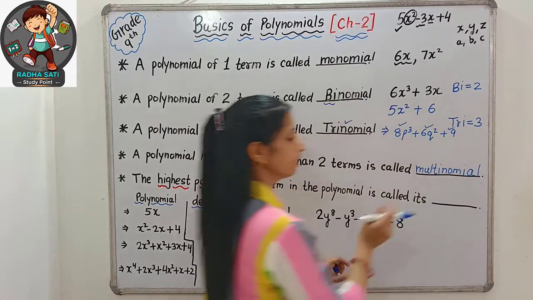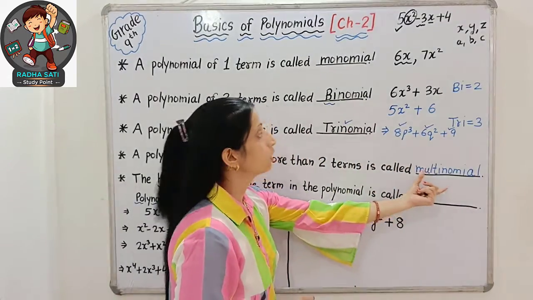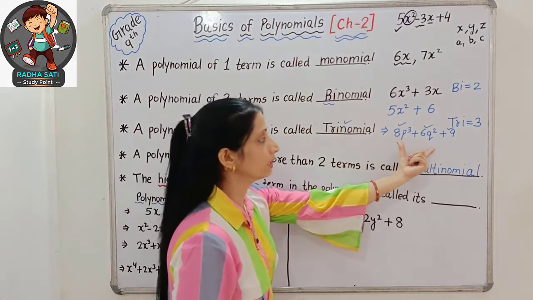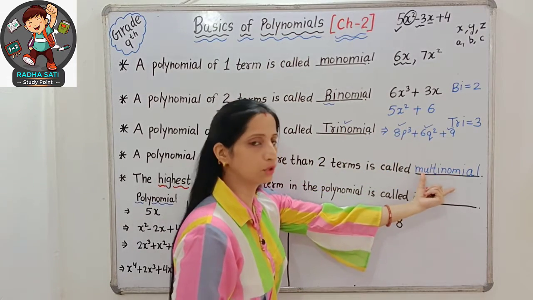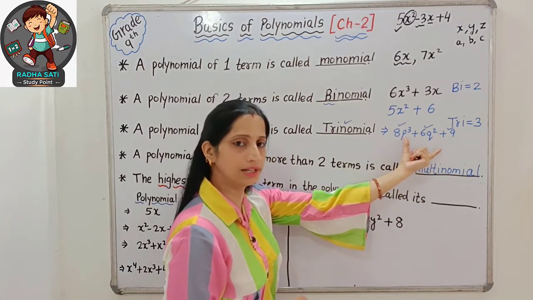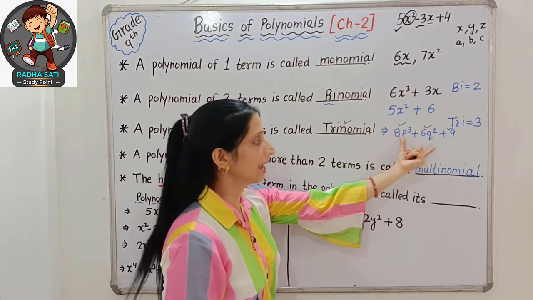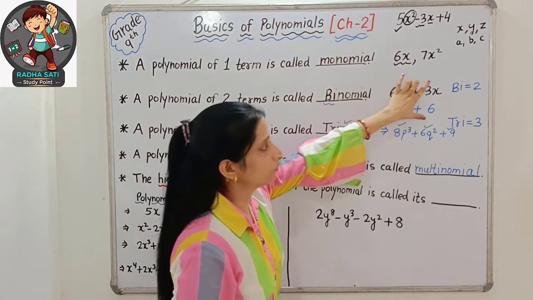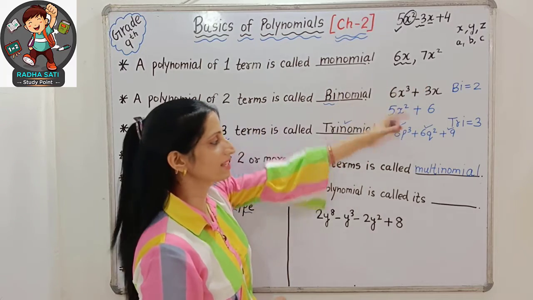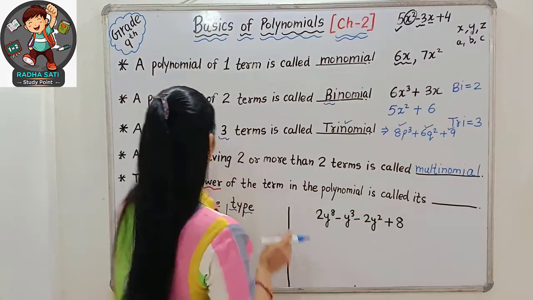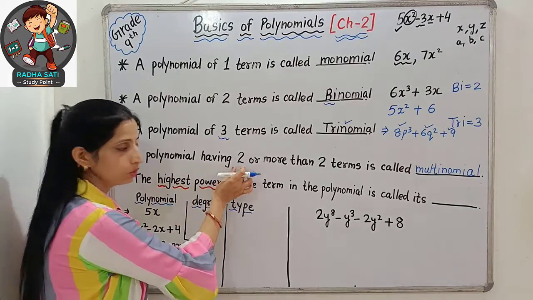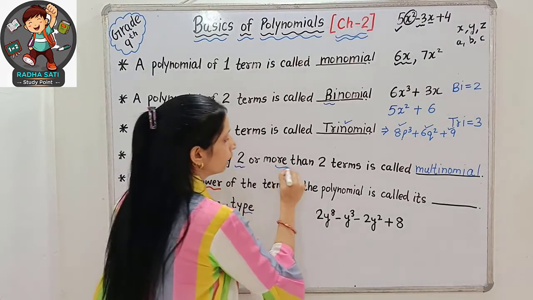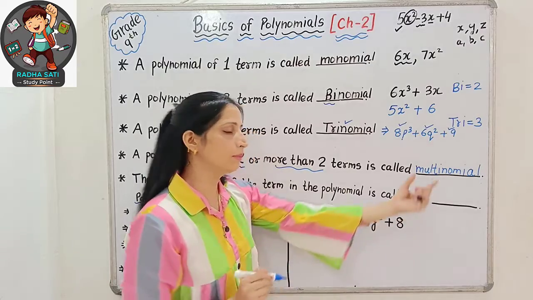M-U-L-T-I-N-O-M-I-A-L, multinomial. Okay. So for example, this trinomial can also be said as multinomial. We can also say that it's a multinomial because it has more than 2 terms. Even an algebraic expression with 2 terms is also known as multinomial. Okay. So a polynomial having either 2 or more than 2 terms, then we call it multinomial.